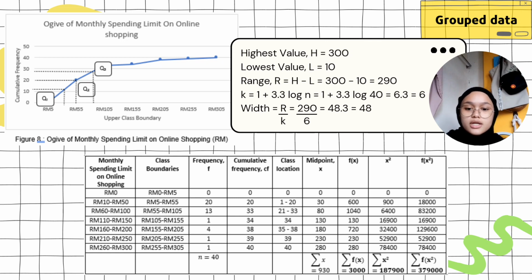From the frequency, we can determine the cumulative frequency and class division. Then, from the range, we get the midpoint with a sum of 930. Next, fx with a sum of 3000. Then we calculate x squared and the total of it is 17900. Lastly, for fx squared, we get 37900.